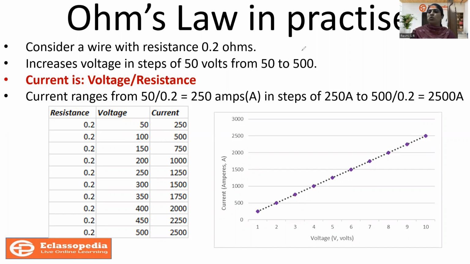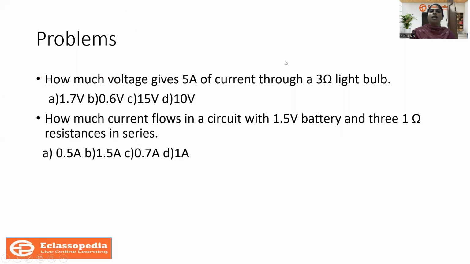And let's do problems. Okay, so first question: how much voltage gives 5 ampere of current through a 3 ohm light bulb? Can you do that? We know the equation. What is the equation for Ohm's law? V is equal to IR. So from the equation, we can calculate these values.